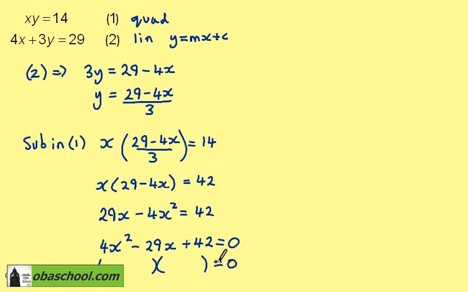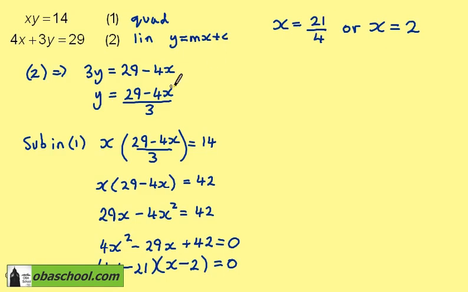This factorizes into two brackets. We could have 4x and x, 21 and 2, and if they're both minuses we get our 4x squared plus 42, take away 21x, take away 8x gives us minus 29x. So our solutions: x is 21 over 4 and x equals 2.